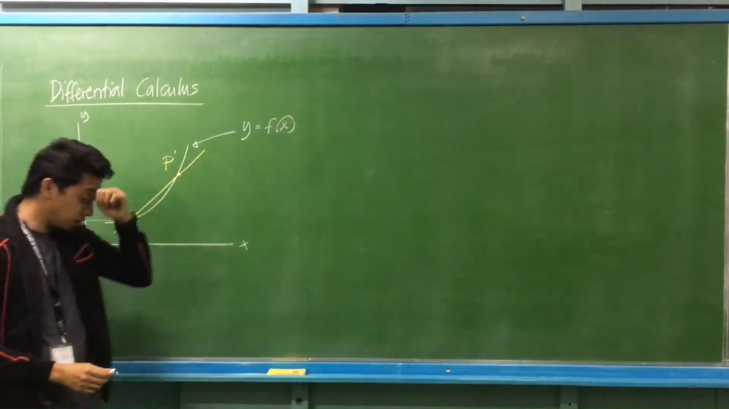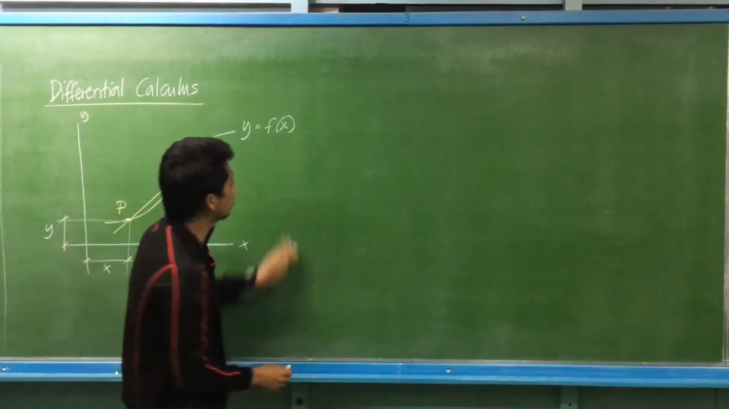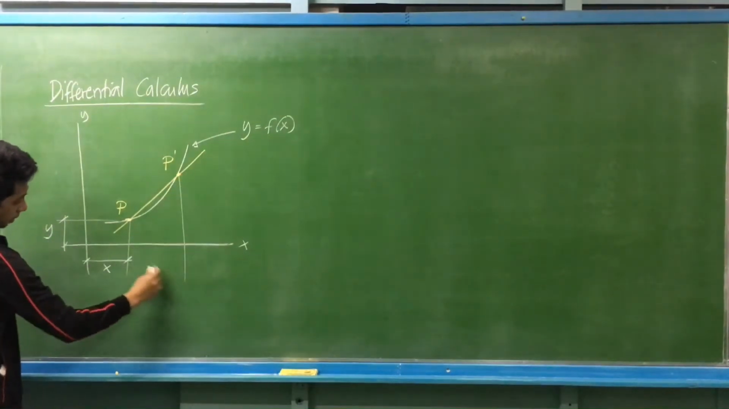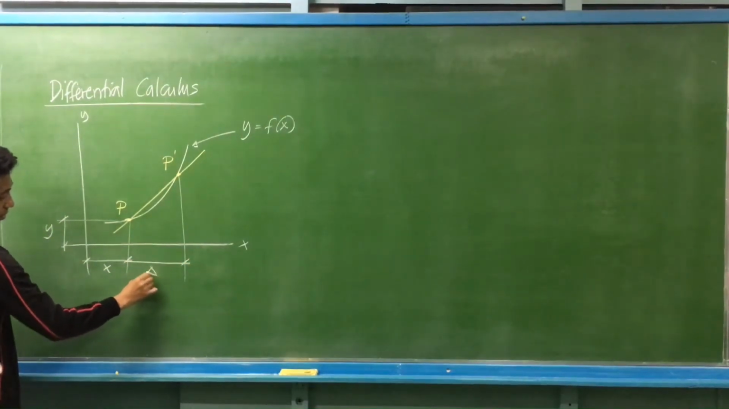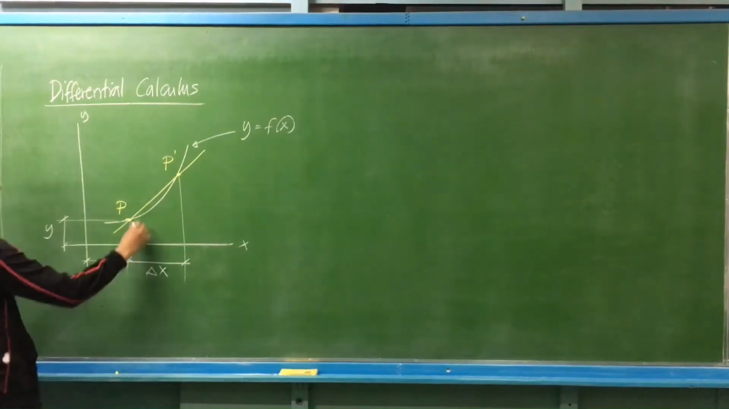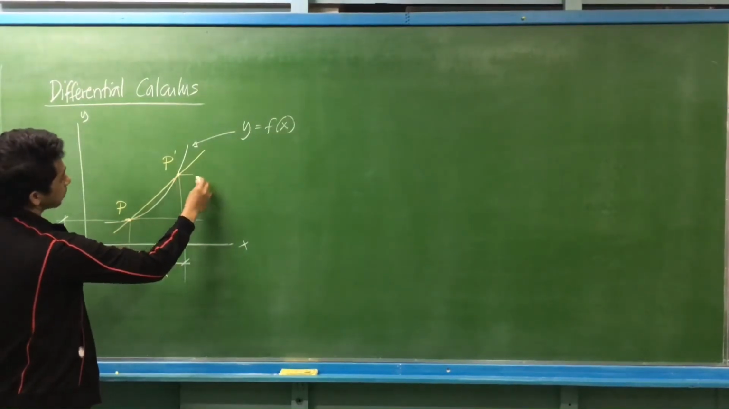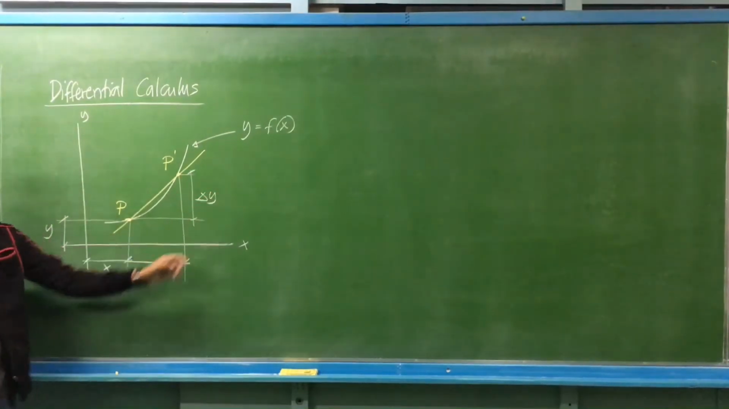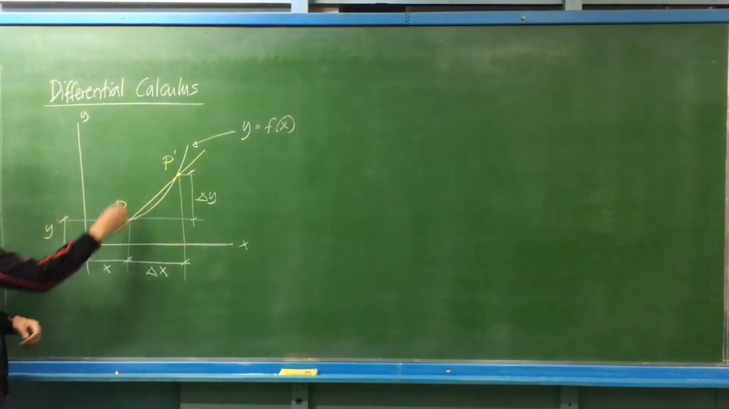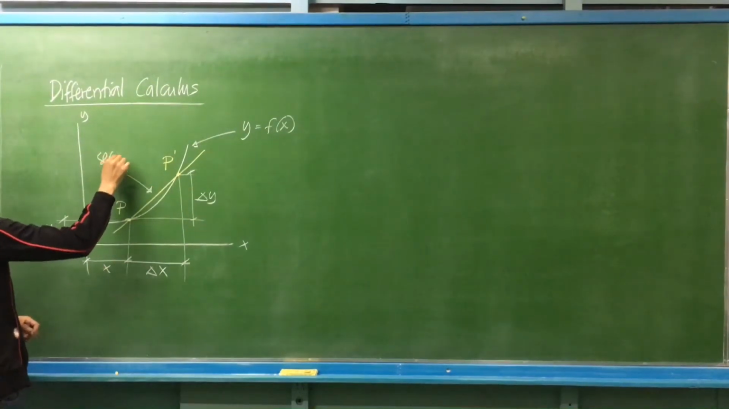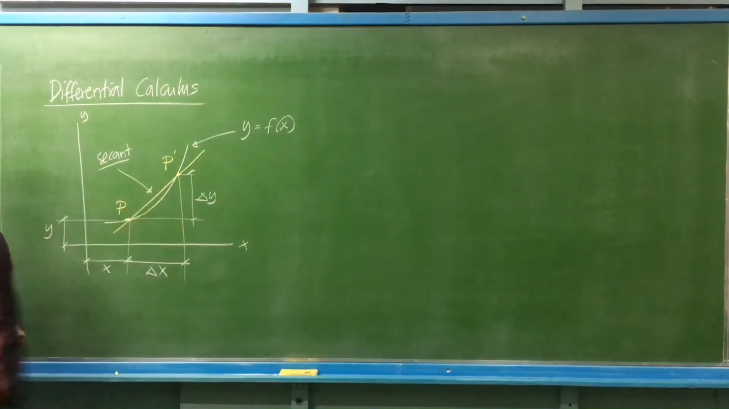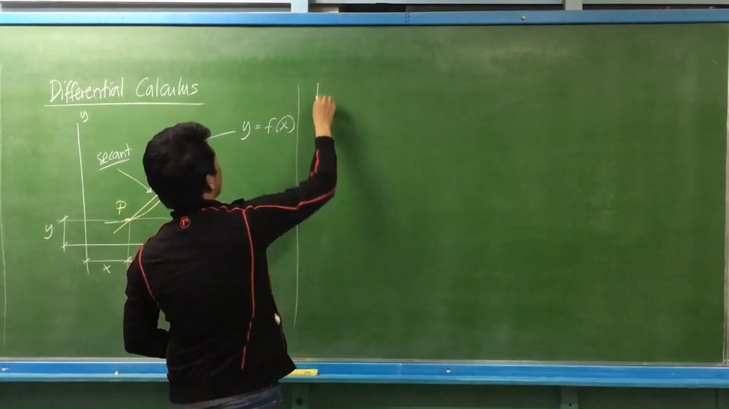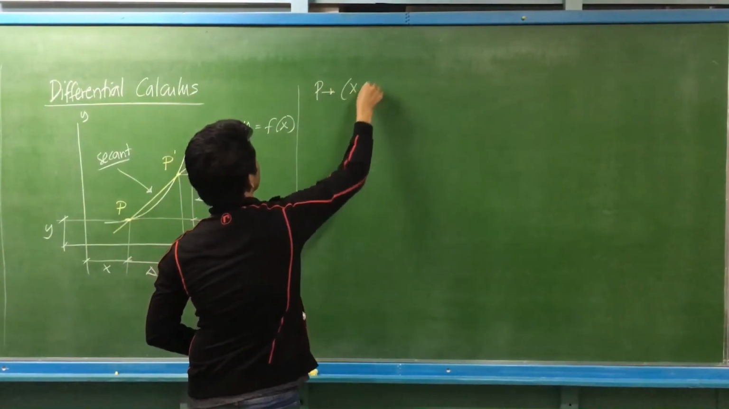If we say differential calculus or calculus, we are considering small change. So let's say there will be a change in x. Let's say this is the change in x, or delta x. And the change in y, let's say this is delta y. The change in x and y from point P to P prime. Considering this second line, what is the coordinate of point P? The coordinate of point P is at x, y.